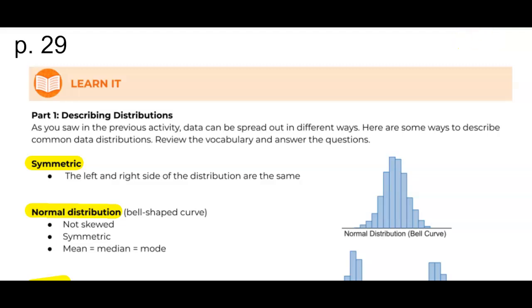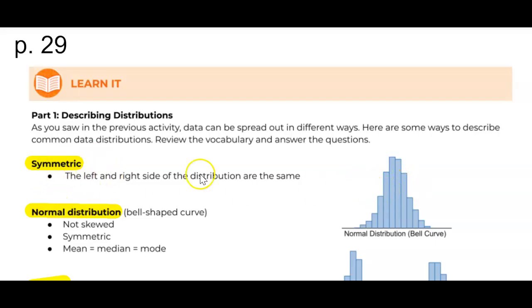All right, we're going to get started here with our notes on page 29. So looking at this section of our text, we're talking about distributions and the way data can be spread out. So there's a few different vocabulary terms we need to review here and associate them with their graphs.